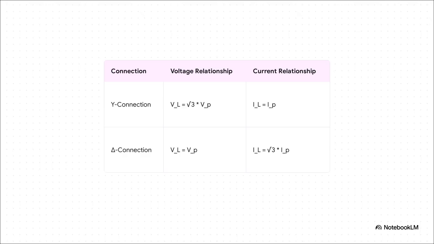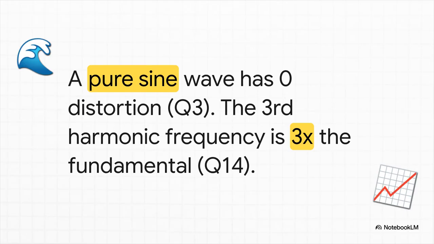So if the line current is 10 amps, guess what? The phase current is 10 amps too. No math needed. That's a gimme. All right, let's wrap this section up with 2 quick-fire facts. These pop up all the time as easy multiple-choice questions.